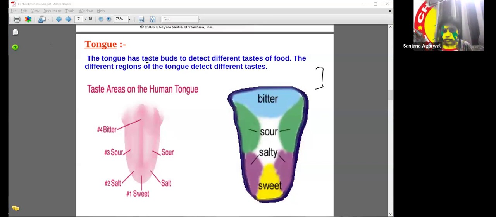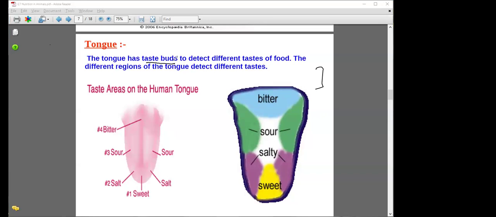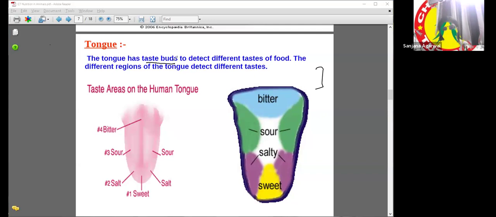The tongue has taste buds. Has it ever been possible that you can taste anything with the help of teeth? No, ma'am. Teeth only give the sensation of hotness or coldness. If our teeth are not so strong, they'll be sensitive and we'll feel uncomfortable while taking quite hot and quite cold things. So taste buds are present on the tongue and different regions of the tongue detect different tastes. This is very interesting. See how nature is. The front part is for sweet. The next part is for salt, then for sour, and the last part is for bitter things.